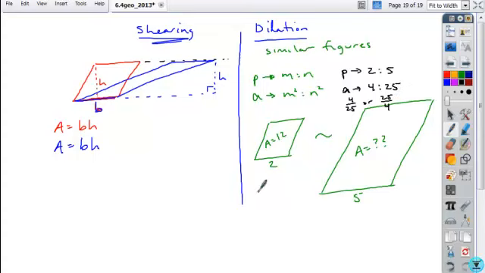So if we know that the smaller area is 12, what is the factor we need to multiply that by to get the newer area? When you're going from the small to the large, you're going to use the larger one, 25 over 4. And then it's just a matter of one calculation. 4 goes into 12 3 times, 25 times 3 gives you your area of 75.